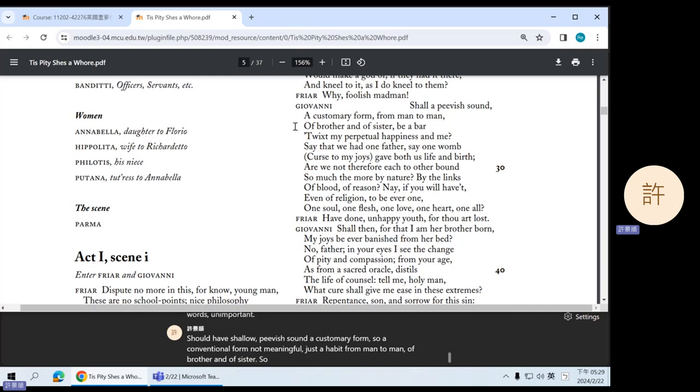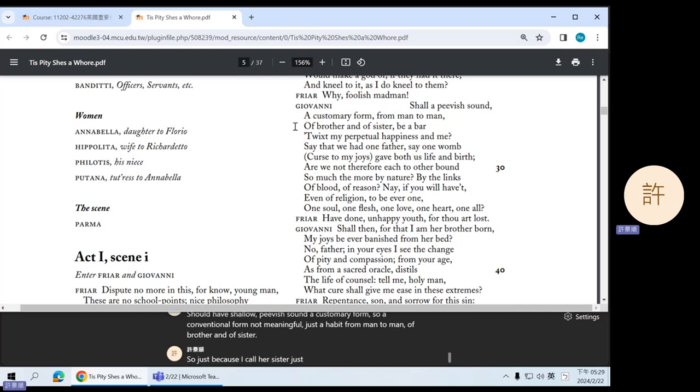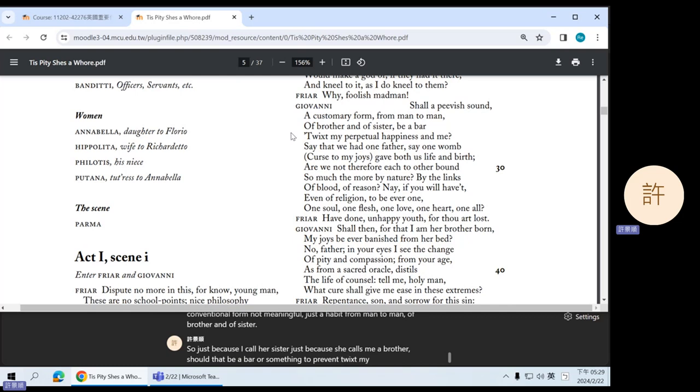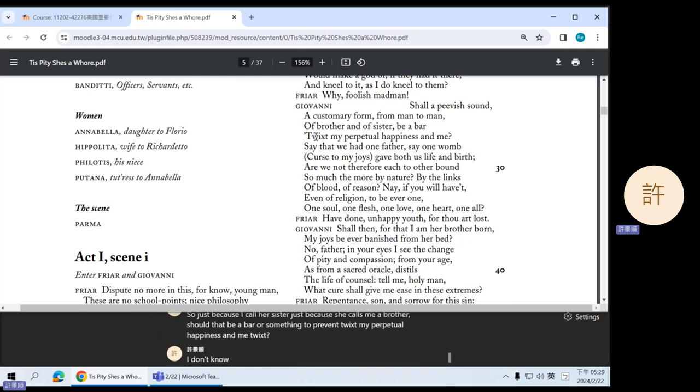So just because I call her a sister, just because she calls me a brother, should that be a bar or something to prevent "'twixt my perpetual happiness and me?" 'Twixt, I don't know if you can see this, there is an apostrophe here, in the very front. 'Twixt, the full word is betwixt. That's one word, and it means between.